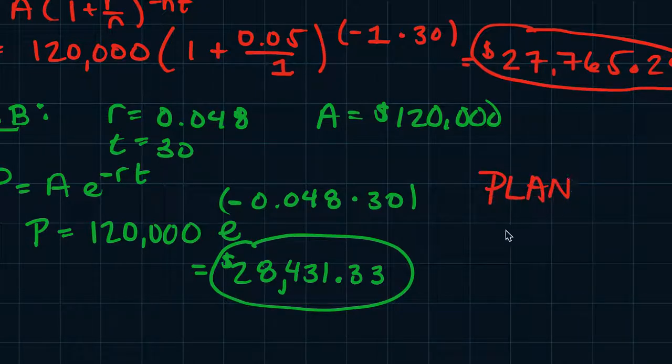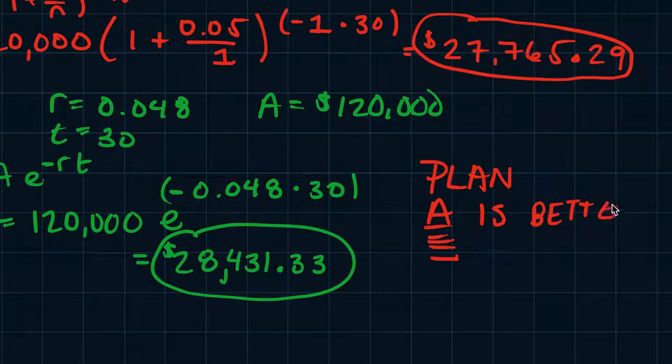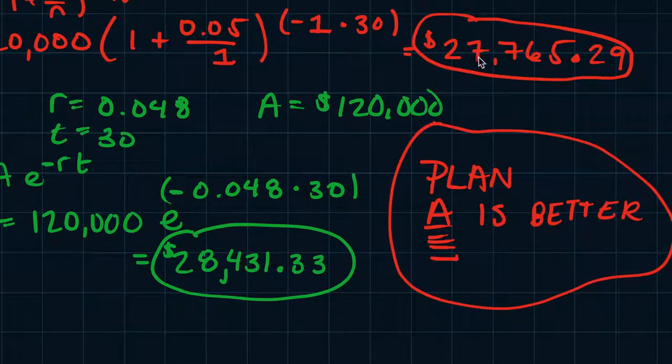Plan A is better. Why is it better? Because you have to put in less money to reach your goal. Putting in $27,000, just think about it. Would you rather give somebody $27,000 and something and then say in 30 years I'm going to take that money and make it $120,000, or would you rather give somebody $28,000 and something and then they make it $120,000 later? Obviously you want to give less money. So less money is better.